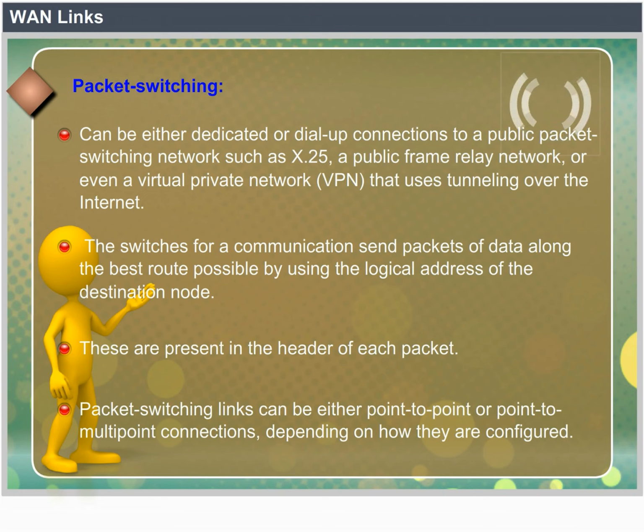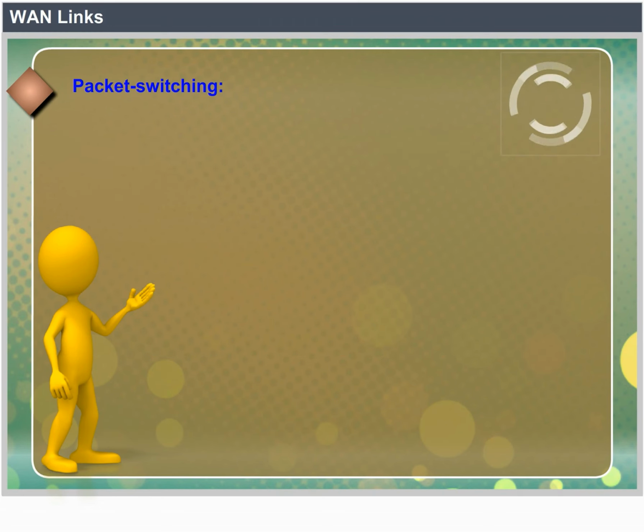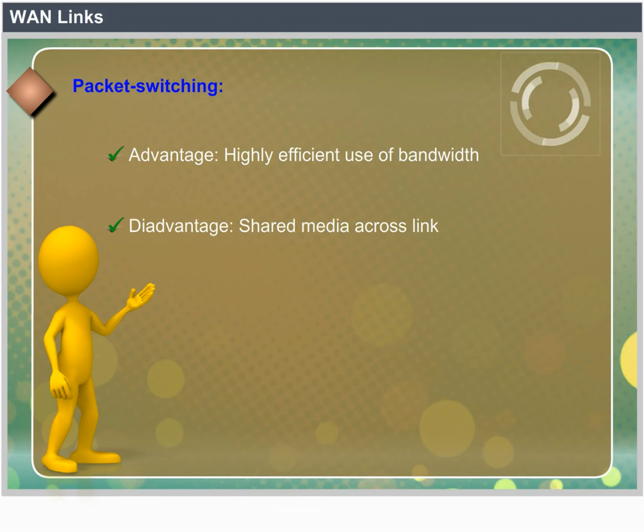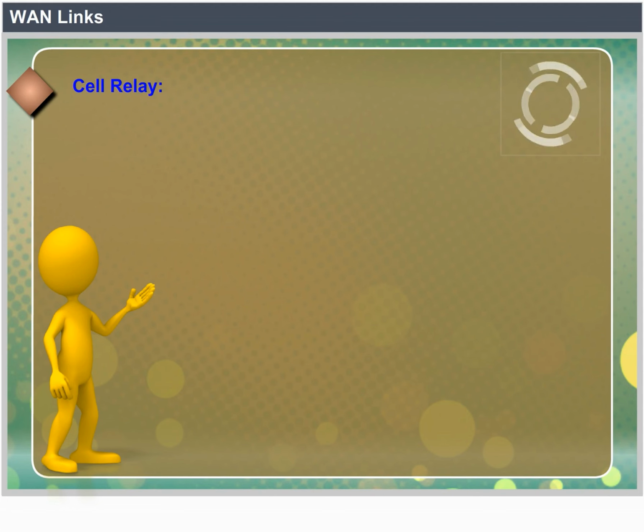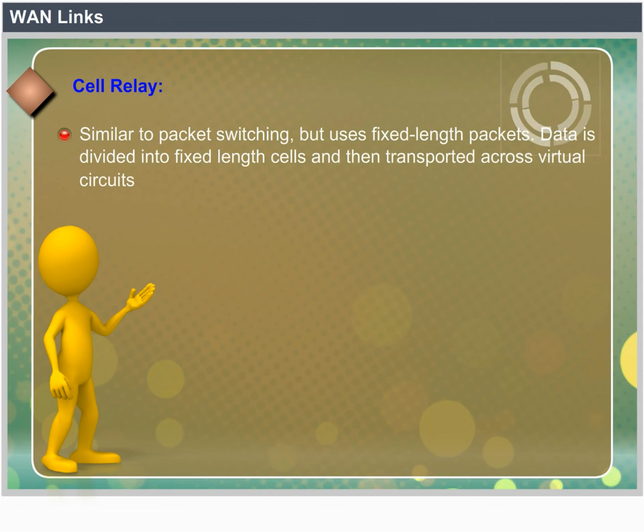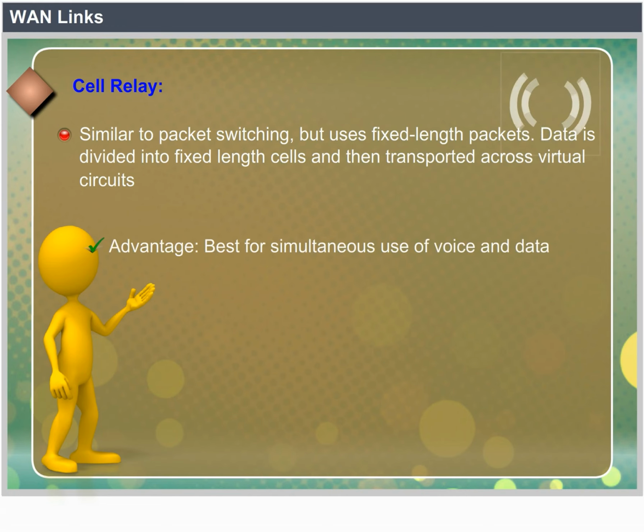Advantage: highly efficient use of bandwidth. Disadvantage: shared media across link. Protocols: X.25, frame relay. Cell relay. Similar to packet switching, but uses fixed length packets. Data is divided into fixed length cells and then transported across virtual circuits. Advantage: best for simultaneous use of voice and data. Disadvantage: overhead can be considerable. Protocols: ATM.